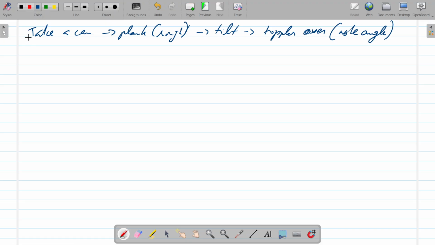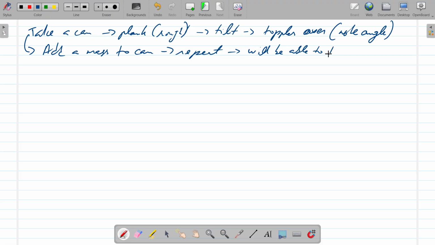And then you repeat the experiment, and this time you add a mass to the can. So what's the plank? Plank is like a piece of wood, a long piece of wood. So you add a mass to the can and repeat, and what you will notice is that it will not topple over at the same angle. You can tilt it much further, to a greater angle.